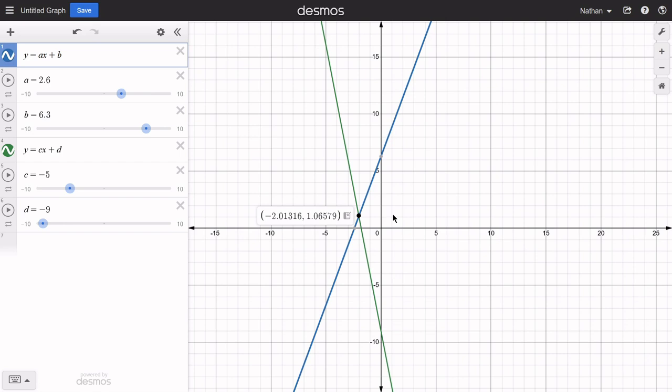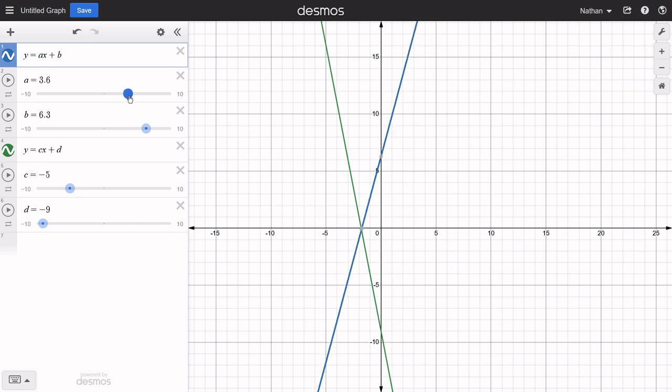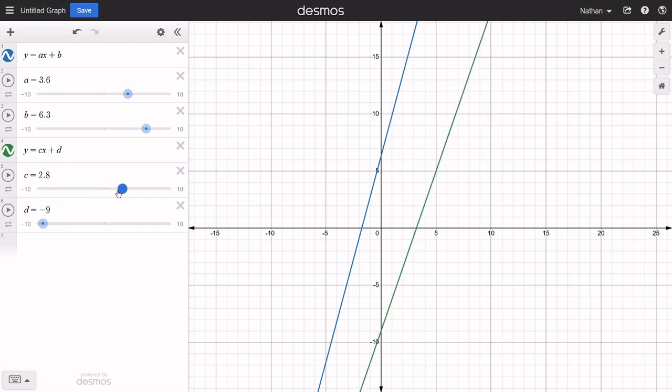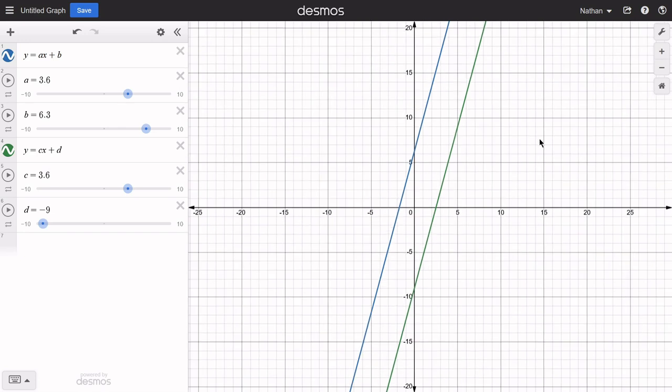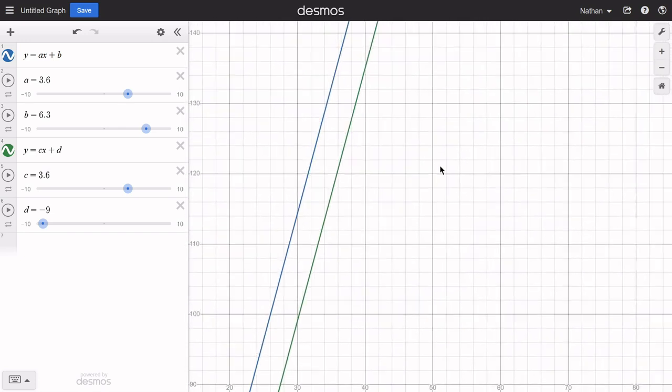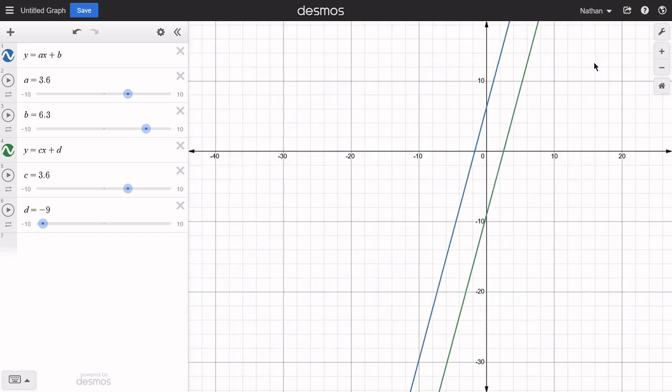But there are two other types of solutions, namely when the slope is the same, in other words, the number multiplying the x, so 3.6 here. These are the same slope, 3.6 and 3.6, and that means these two lines never intersect. They go infinitely upward and infinitely downward, and they never intersect.